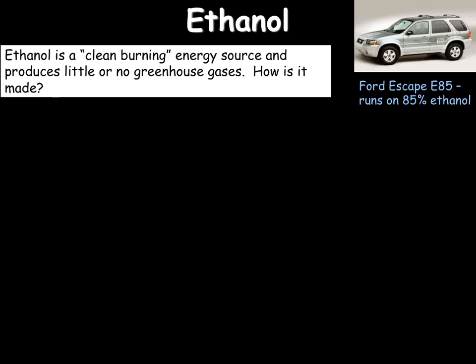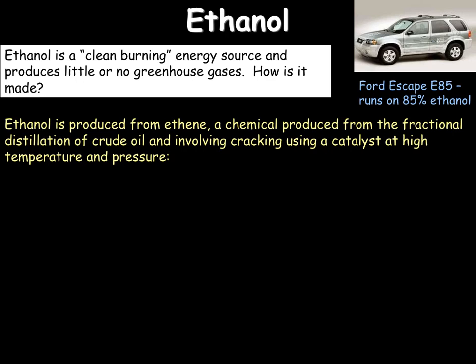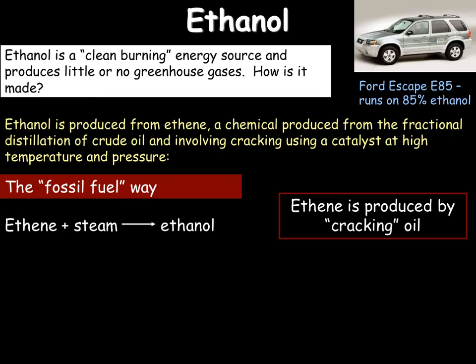What we're interested in is how is it made? Well, ethanol can be made in two ways. The first is it can be produced from ethene. So ethene is an alkene, so we can produce that via the fractional distillation of crude oil and involving cracking using a catalyst. To produce ethanol, we react the ethene with steam at very, very high temperatures. This results in ethanol. So the ethene is produced by cracking oil, and then we can use steam in order to form our ethanol. We'll look at this in a little bit more detail in a moment.